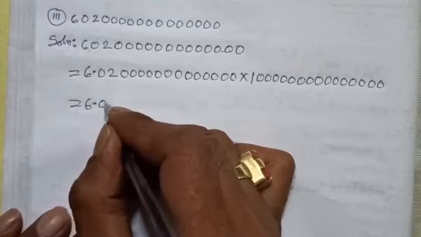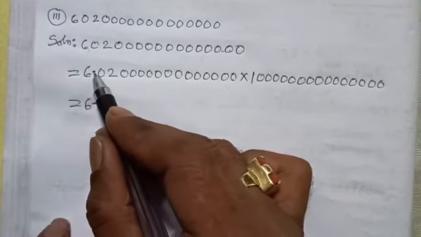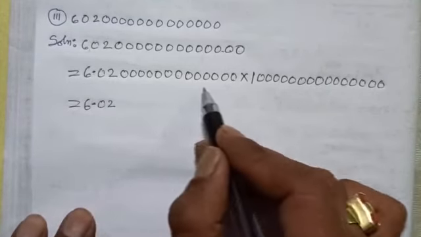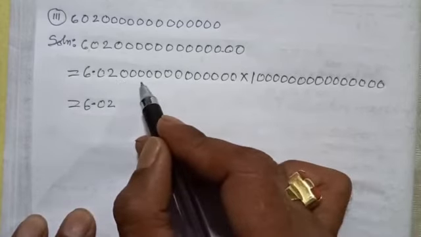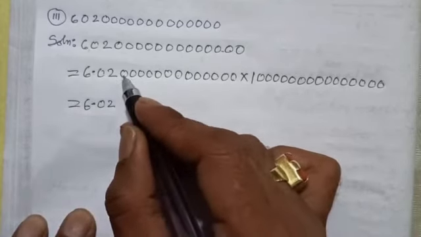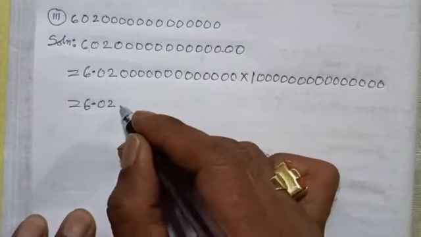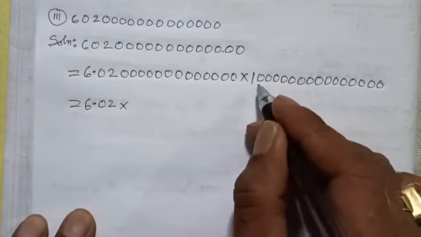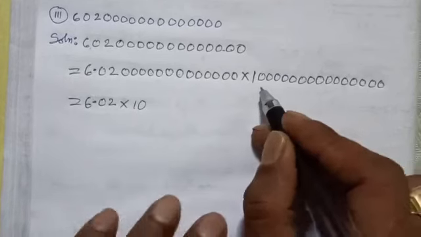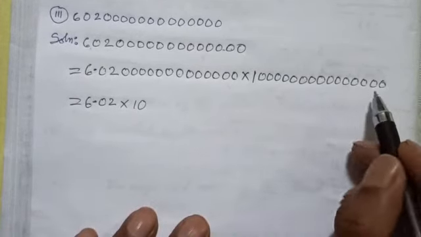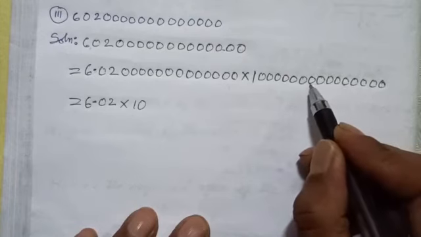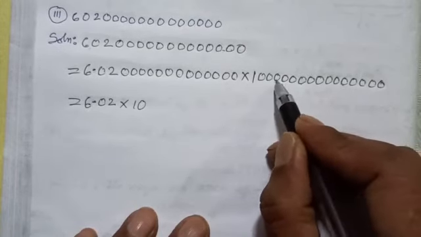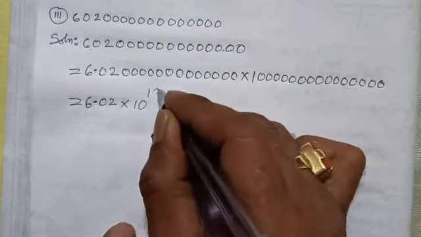The next step: 6.02. After the decimal point, if the last numbers are 0, for these zeros there is no value. So let's leave these zeros. Then into 10 to the power. Here the number of zeros is 15. So 10 power 15. And this is the answer.